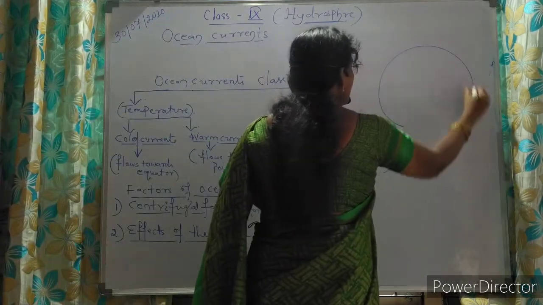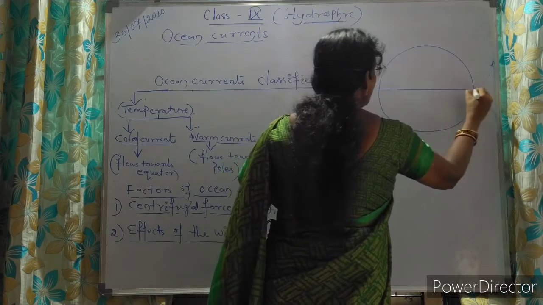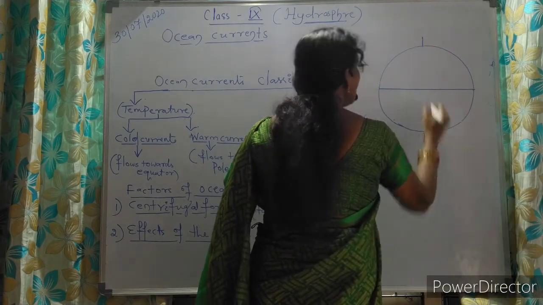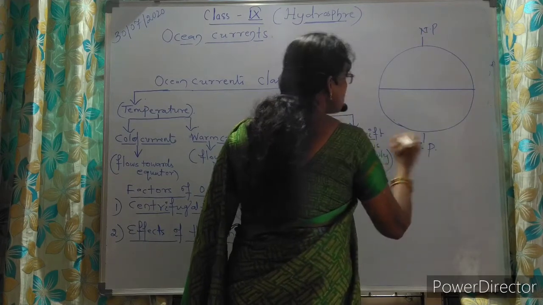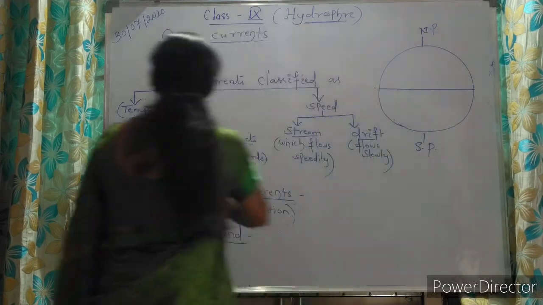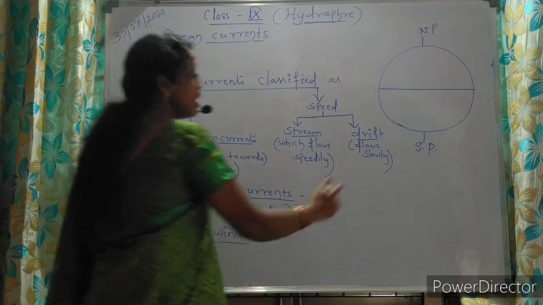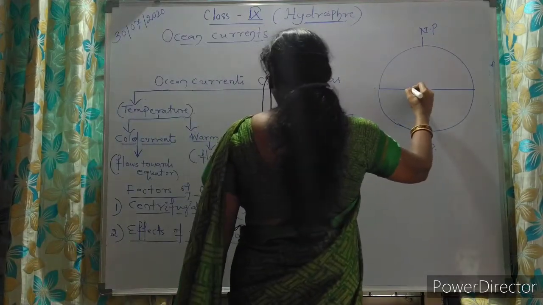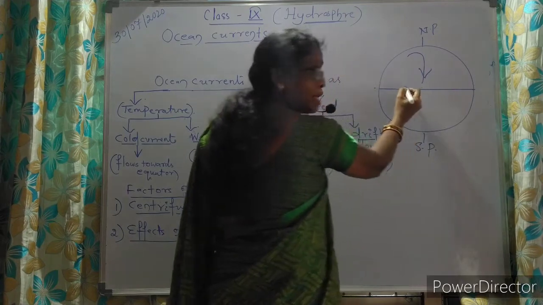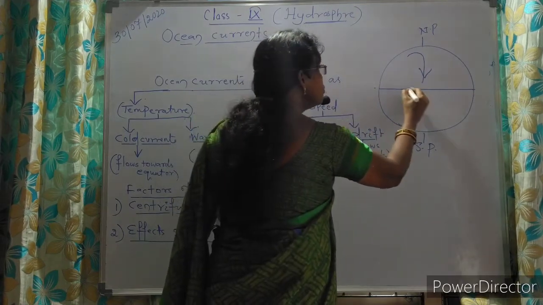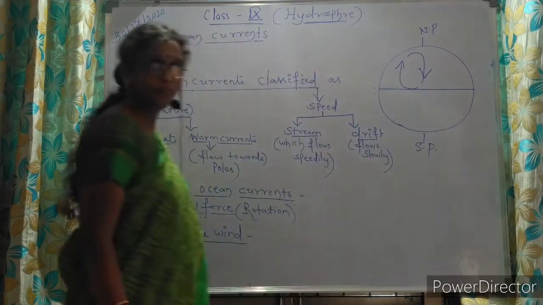Here, let me draw the picture. Equator, and these are called North Pole and South Pole. Usually, cold currents flow towards the equator, and warm currents flow towards the poles.